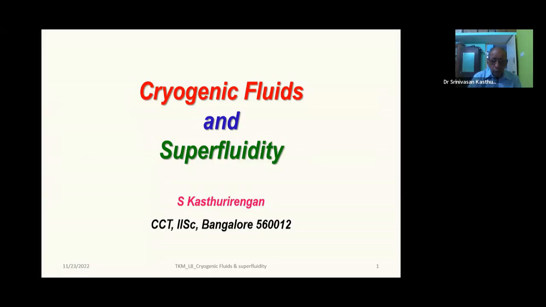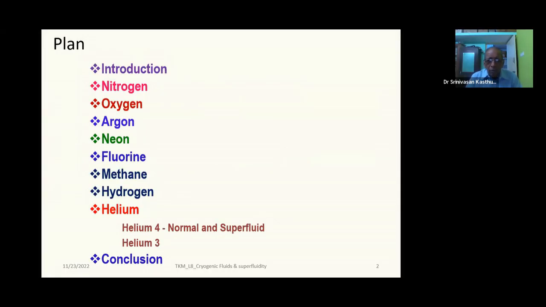See, we have studied cryogenics, and the different cryogenic fluids which we come across. The plan of the presentation is going to be like this. We'll just introduce the subject of cryogenic fluids. Then we talk about nitrogen, oxygen, argon, neon, fluorine, methane, hydrogen, and helium. Now, these are the various cryogenic fluids that we normally come across.